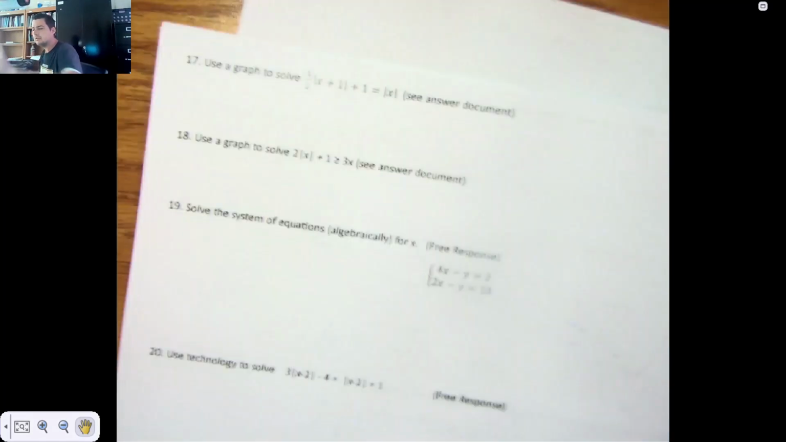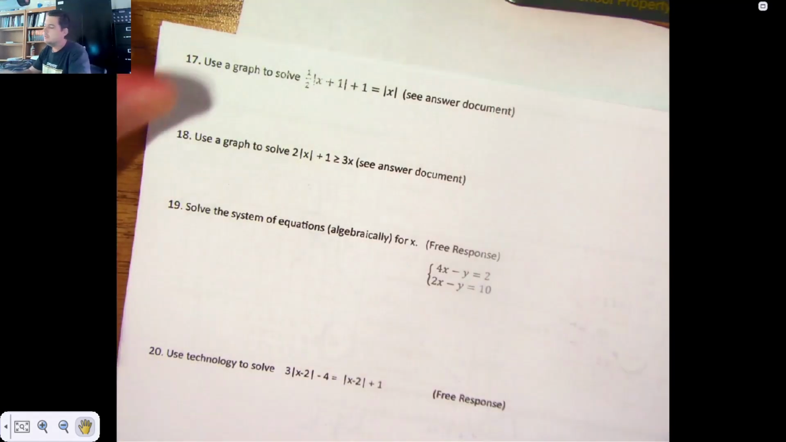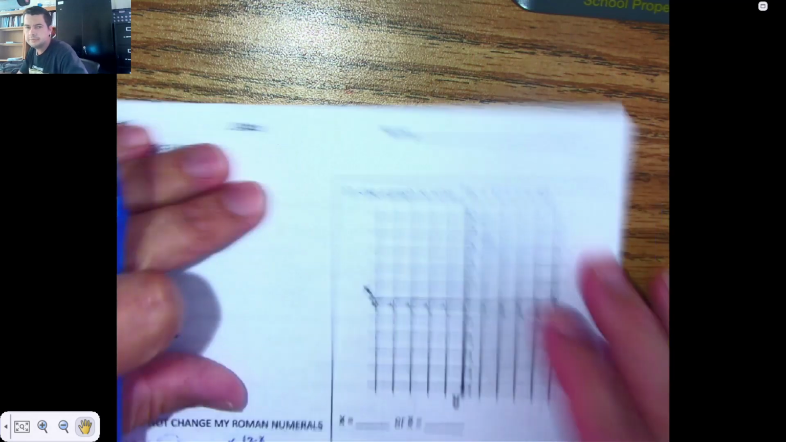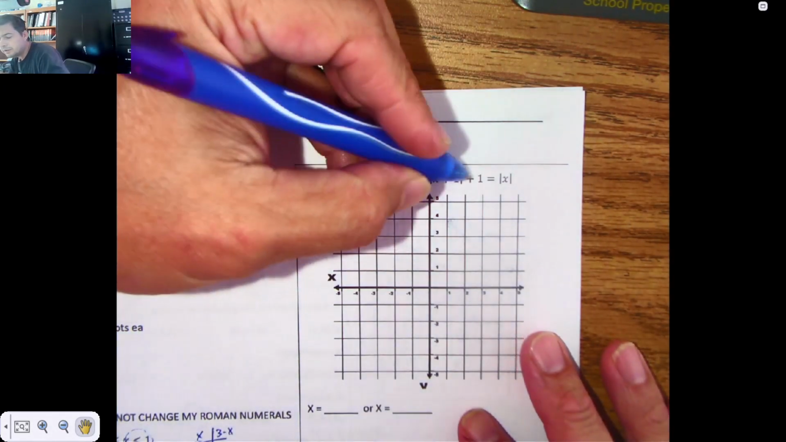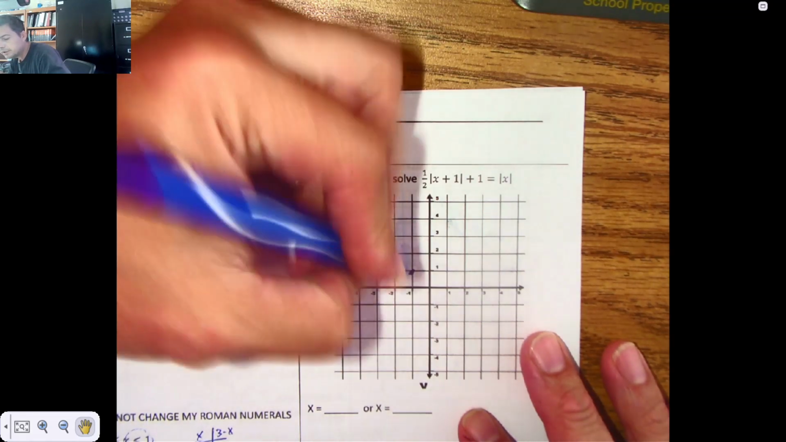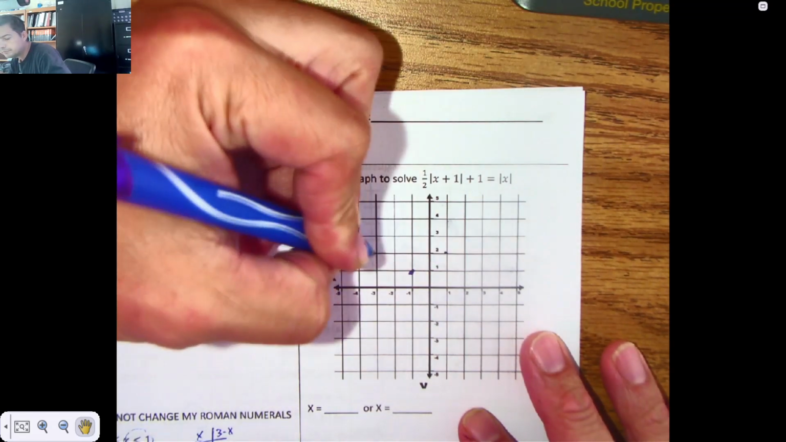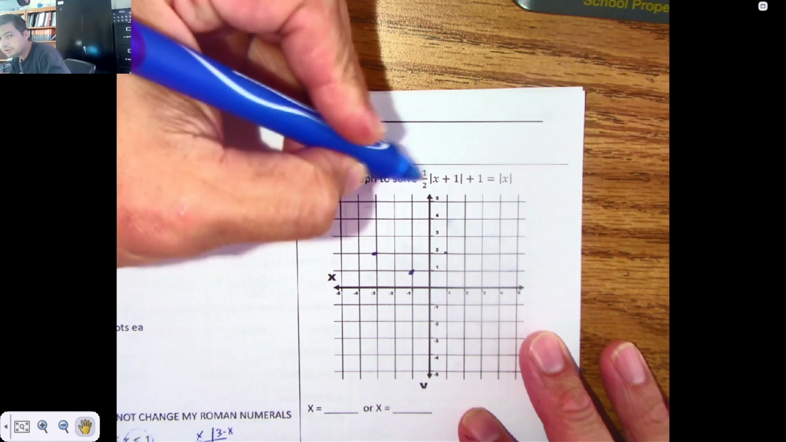You suck. 17 and 18 are using graphs. So, onto the document. Use a graph to solve this. Left 1, up 1. Rise 1, run 2. 1/2. Rise 1, run 2.